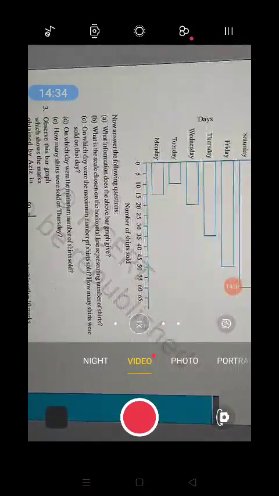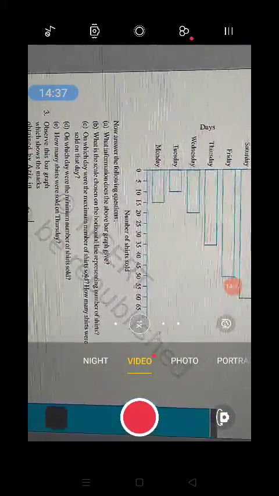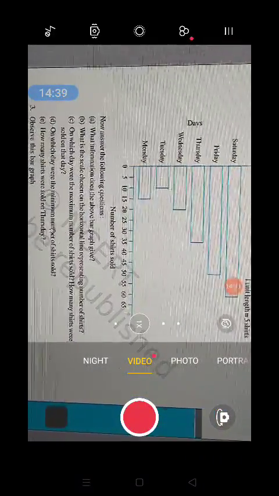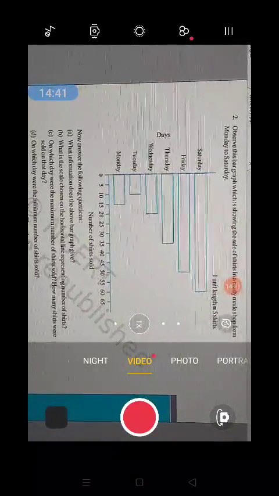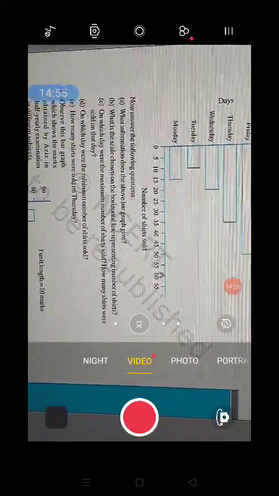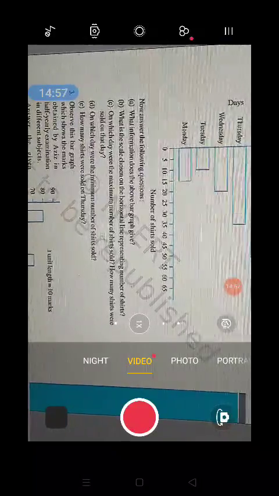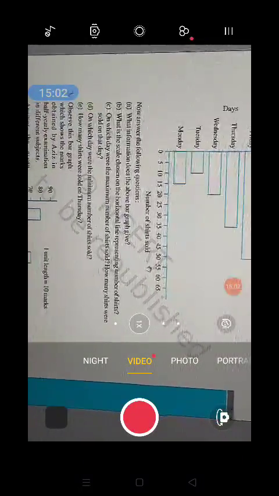Another, on which day were the maximum number of shirts sold? So the longest bar, on which day do you see it? It is on Saturday. Okay, the longest one. See here. So how many shirts were sold? It is almost, yes, it is 60. 60 shirts. Yes? Is this very clear, guys?